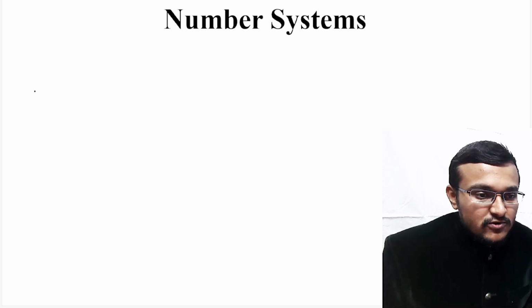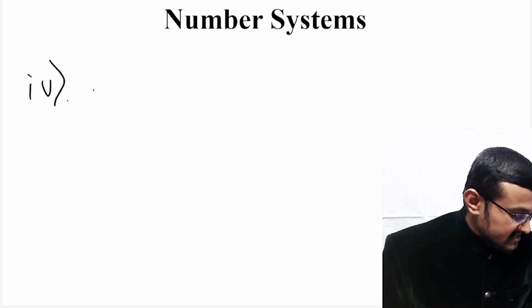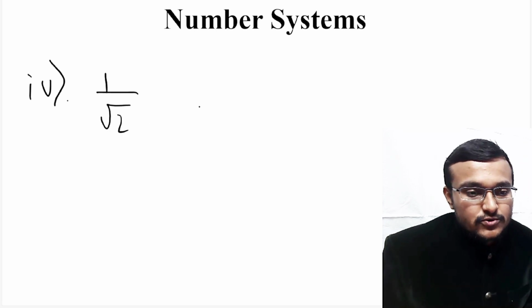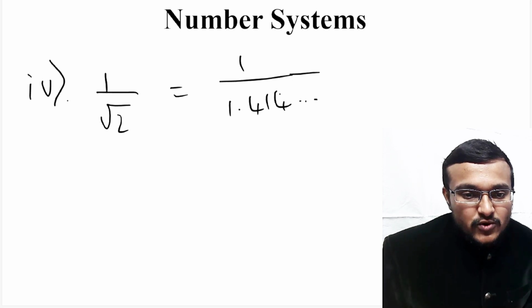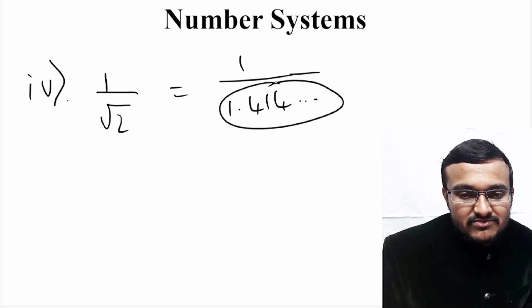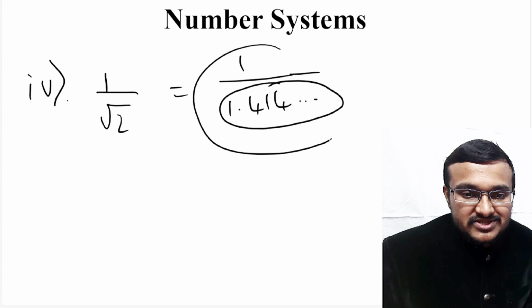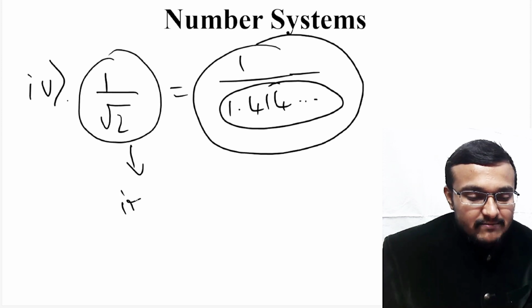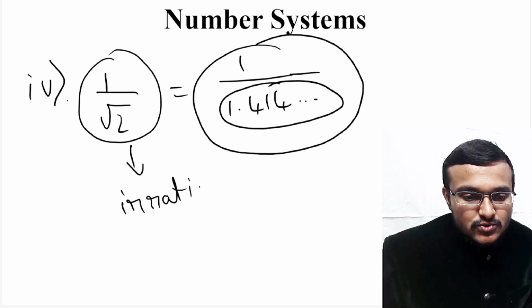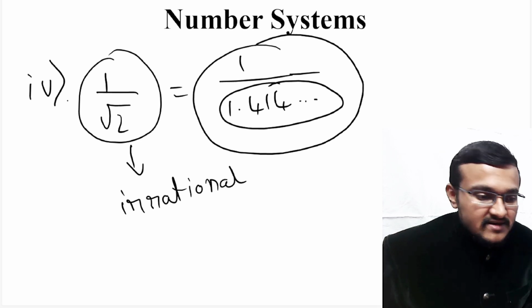So now coming to the fourth question in this same first question, here you have 1 by root 2. So here you can clearly see 1 divided by 1.414, it goes on like this. So you have an irrational number in the denominator. So this entire term will become an irrational number. So this 1 by root 2 is an irrational number.